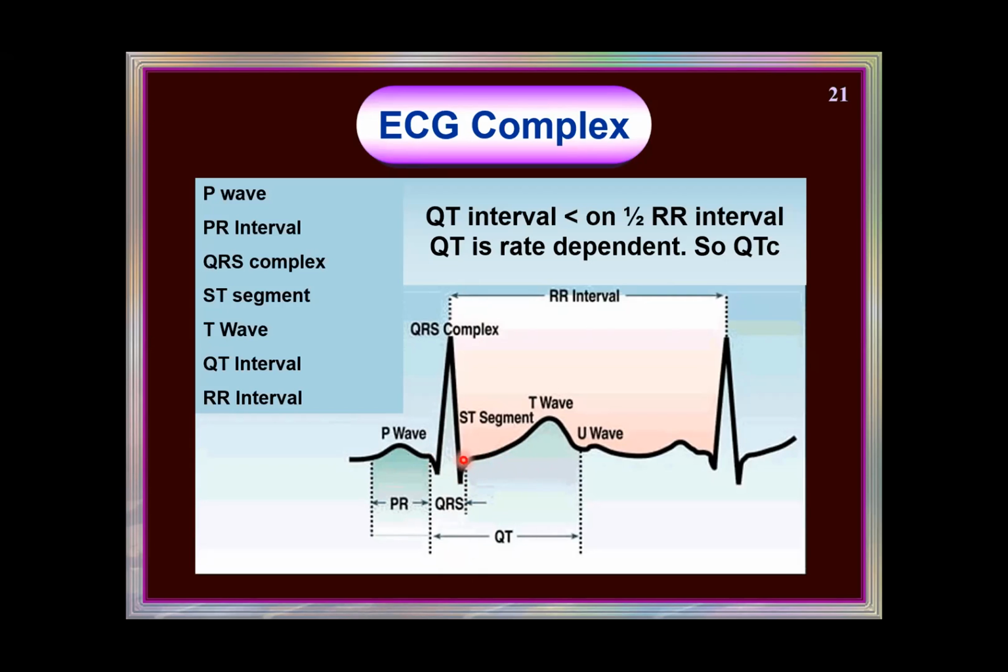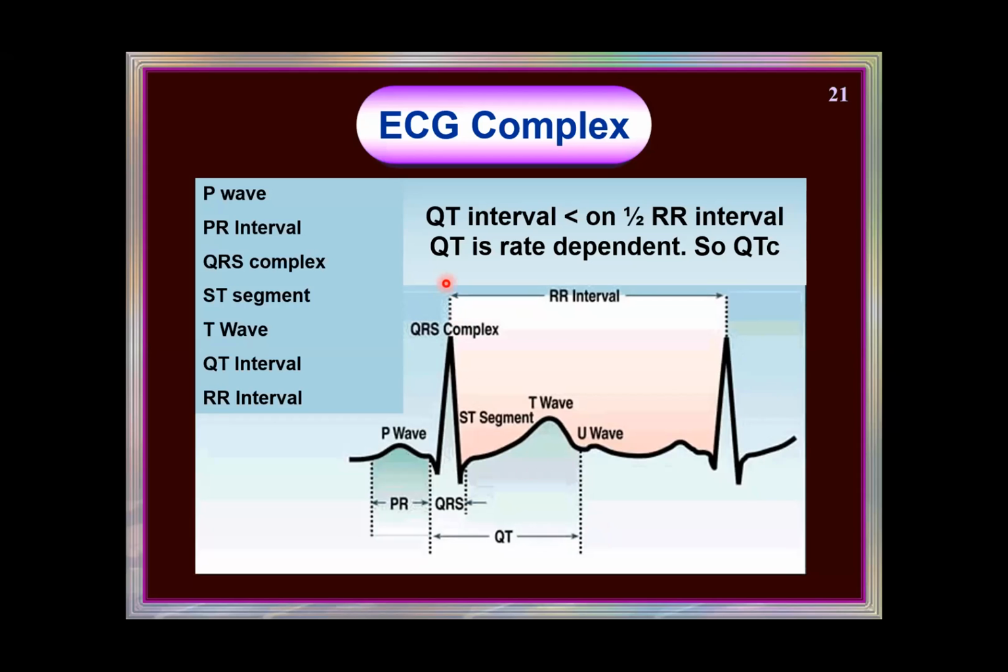Why is it the fate line? If the ST segment is elevated, it is dangerous. If it is depressed, it is also very significant. So it should be horizontal. And the T wave is the repolarization wave. From the beginning of the QRS to the end of the T wave is called the QT interval. And this should not be more than half of the RR interval.